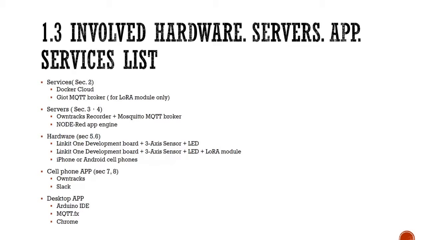And in sections 7 and 8, we will use OwnTracks, the app on the cell phone, and we will set up Slack service on the phone and on the web as well.